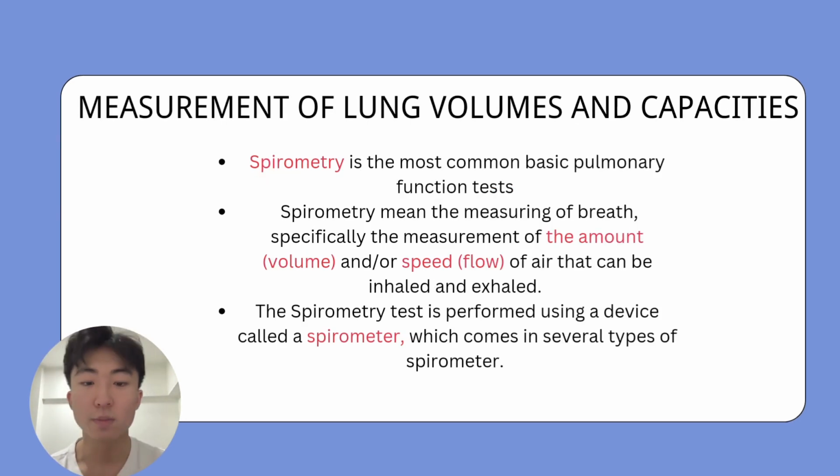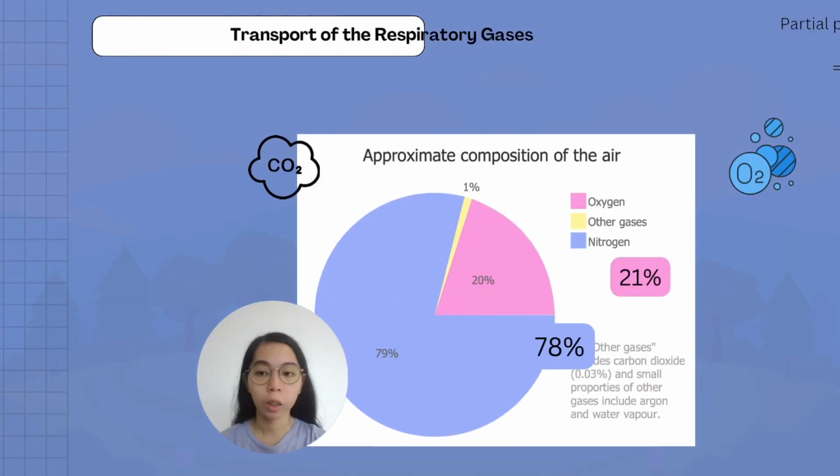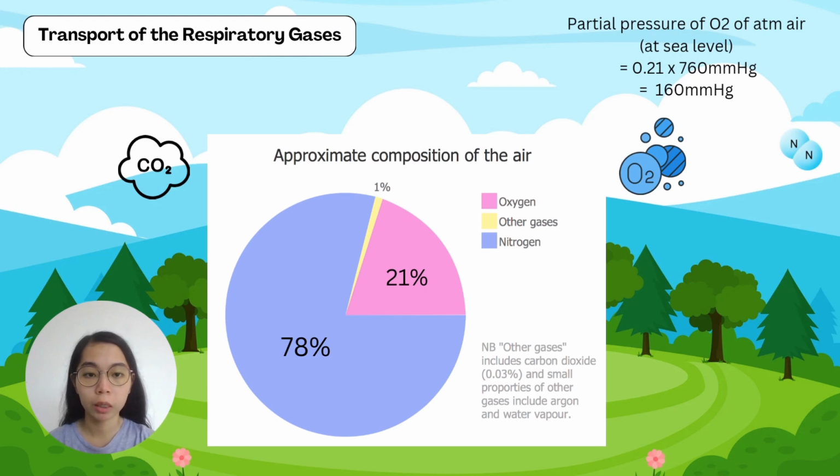So this is about the measurement. Spirometry is the most common test, measuring air volume and flow using a spirometer. So as we can see, this is the meaning of the spirometry and the measurement. We'll talk about the transport of the respiratory gases.